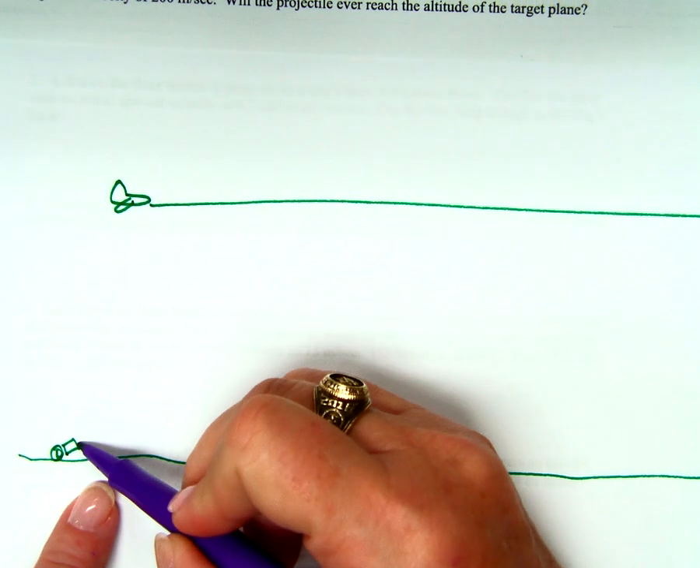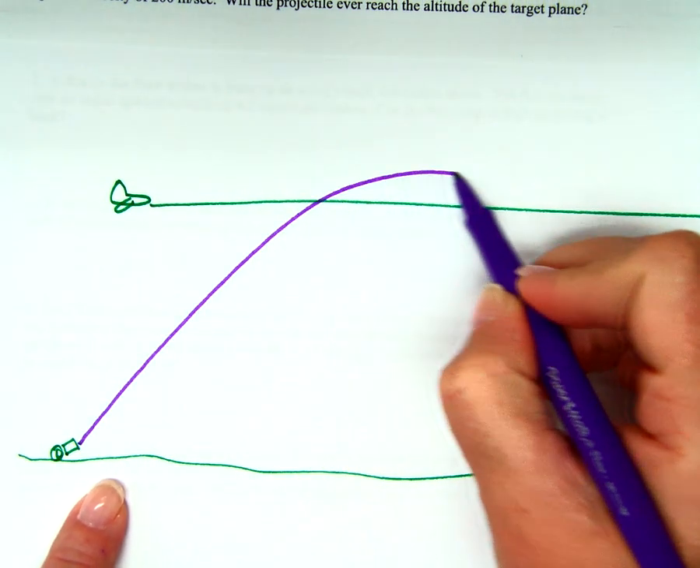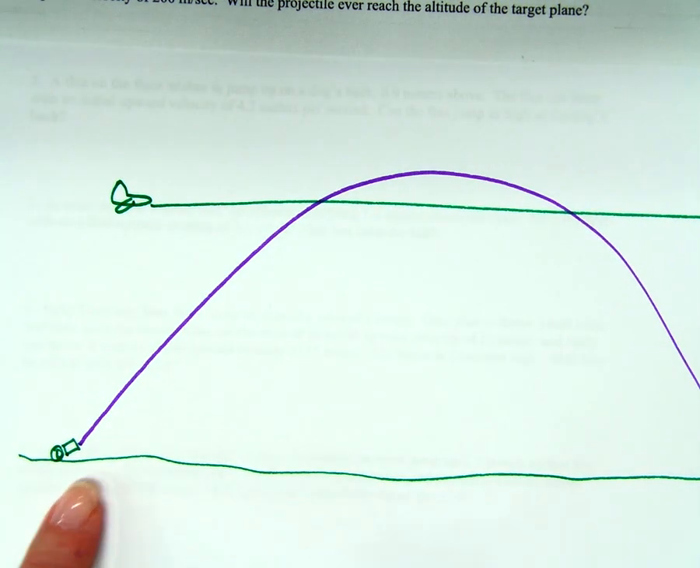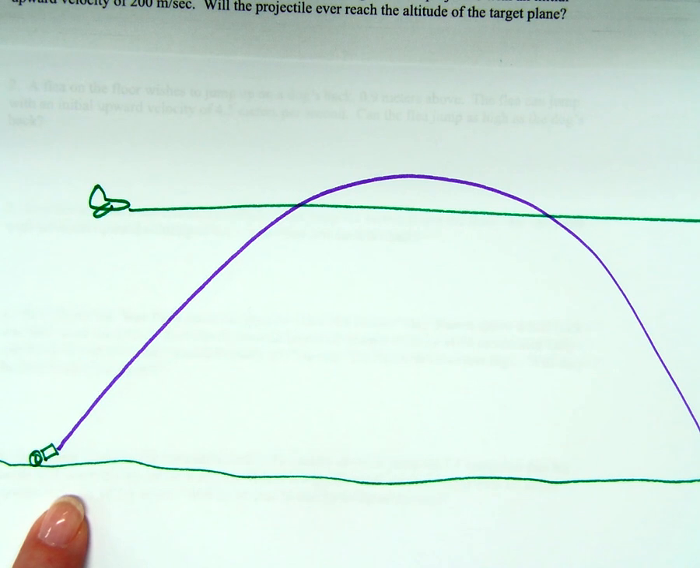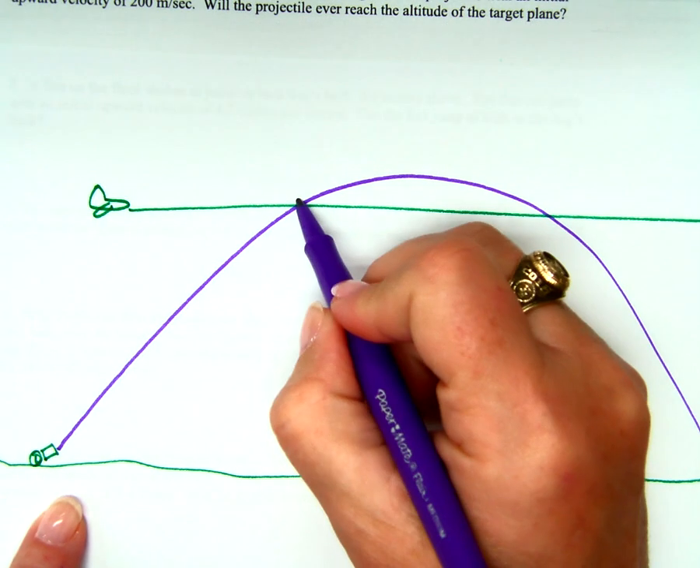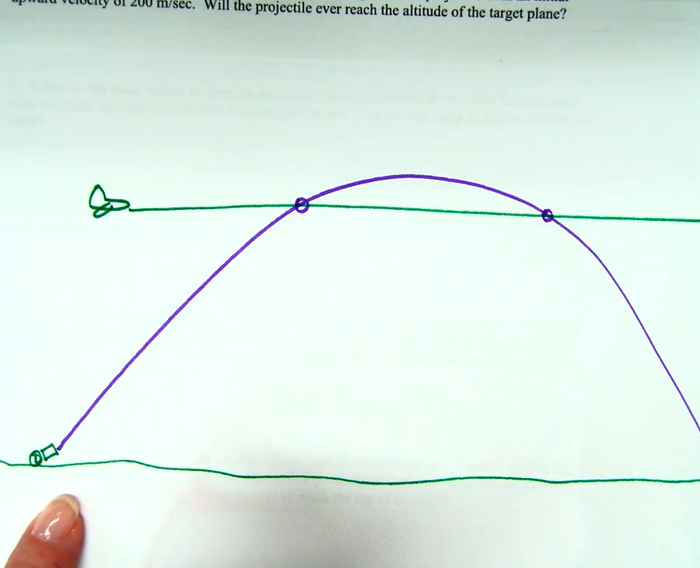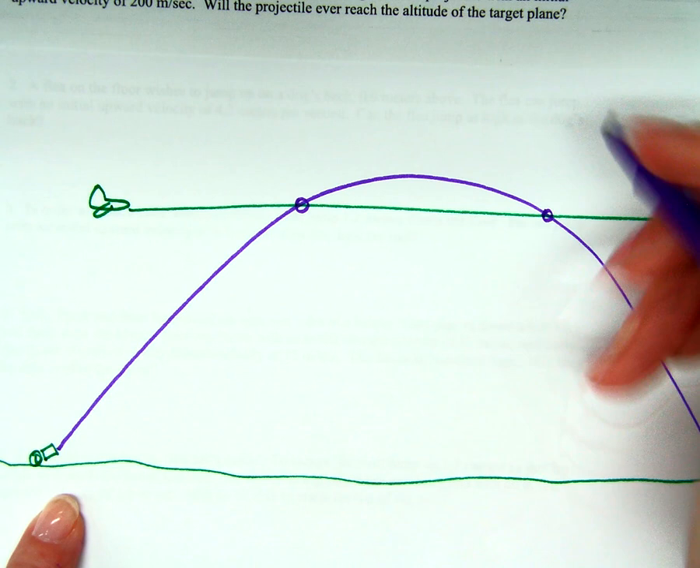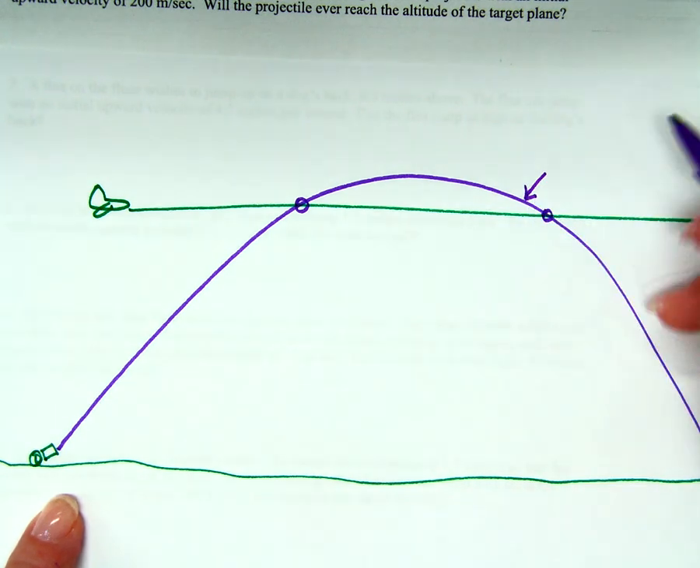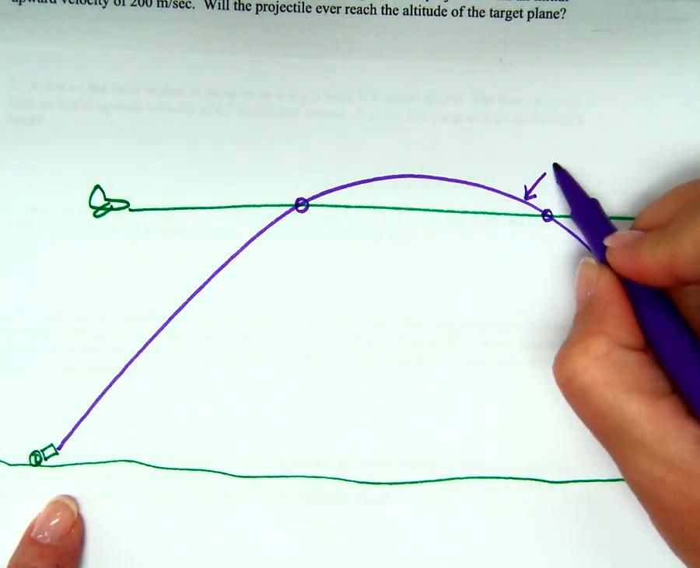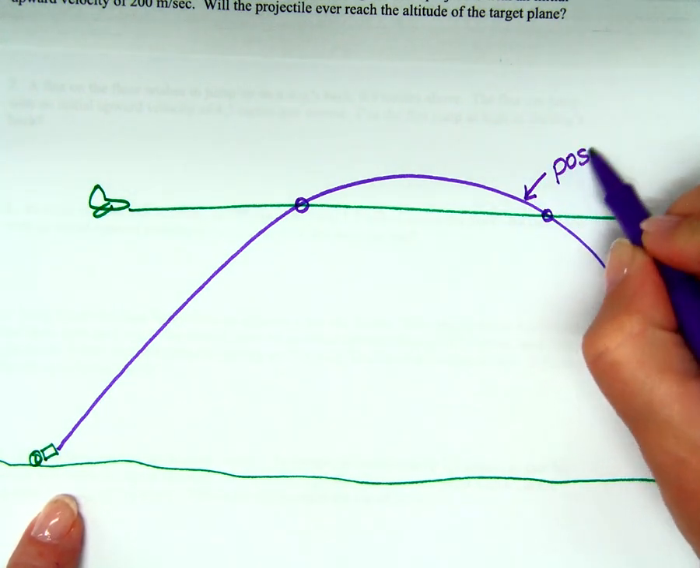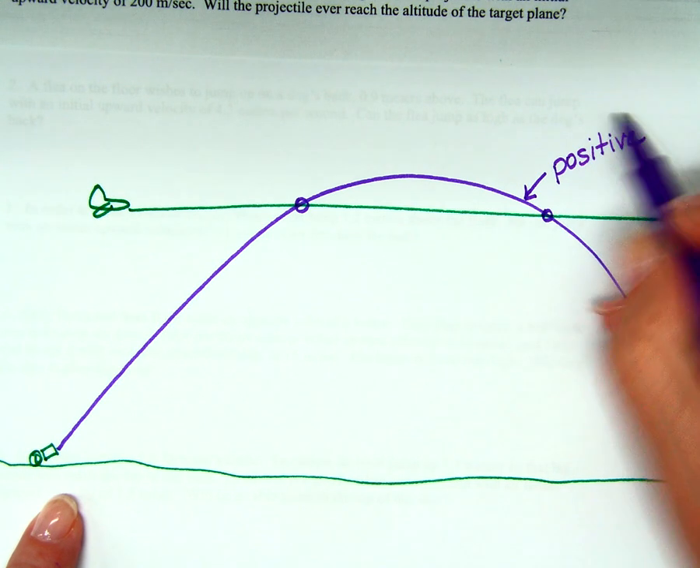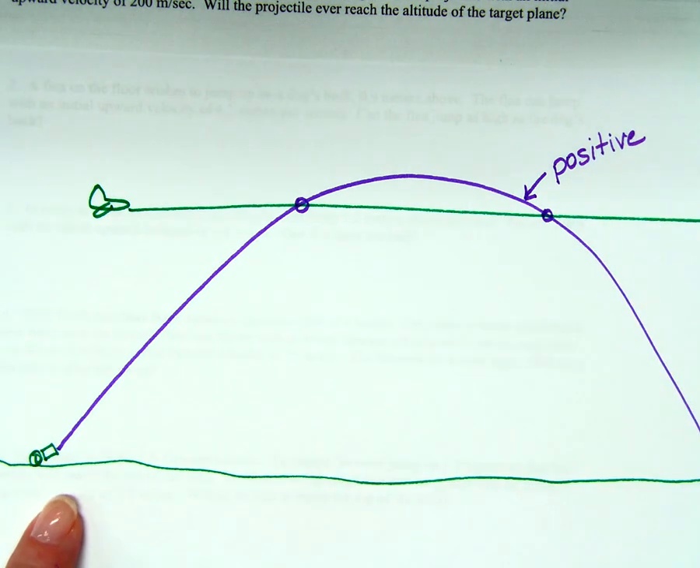It shoots it, and that's a possibility, right? It could get as high as the altitude of the plane 2 different times, right? What's going to be true about the discriminant that time? It's positive. Because a positive discriminant is going to give us 2 answers, right?